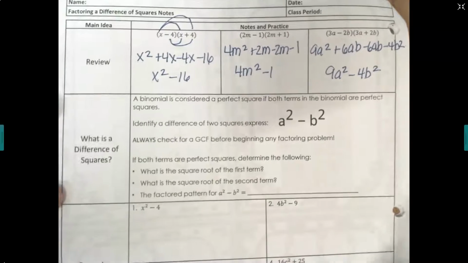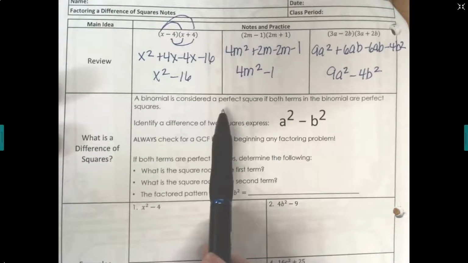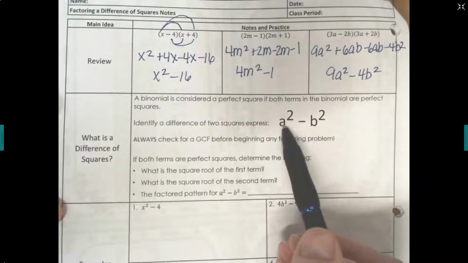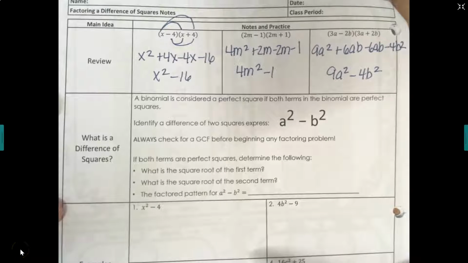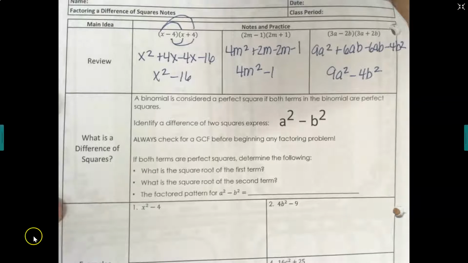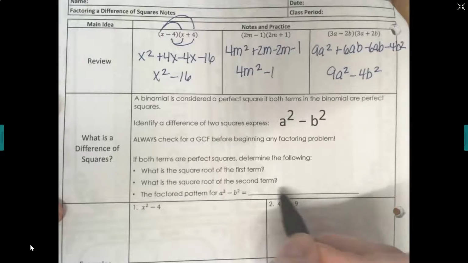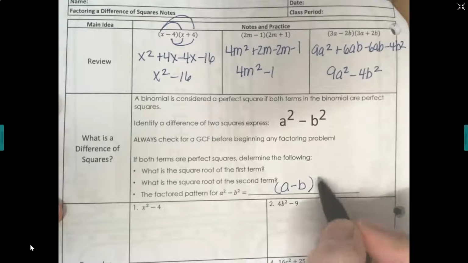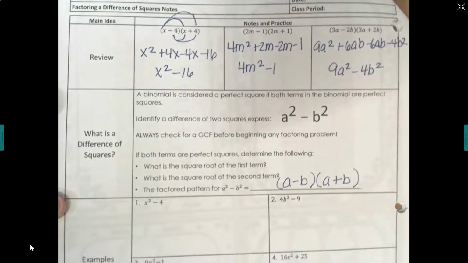So this is called a difference of squares. Difference meaning we're subtracting. A binomial is considered to be a difference of squares if both terms in the binomial are perfect squares: the first term squared minus the second term squared. Before we can do these, we should always check for GCF. I'm going to show you a couple ways to do this. What is the square root of the first term and the square root of the second term? Your pattern overall will always be one parenthesis positive and one negative.